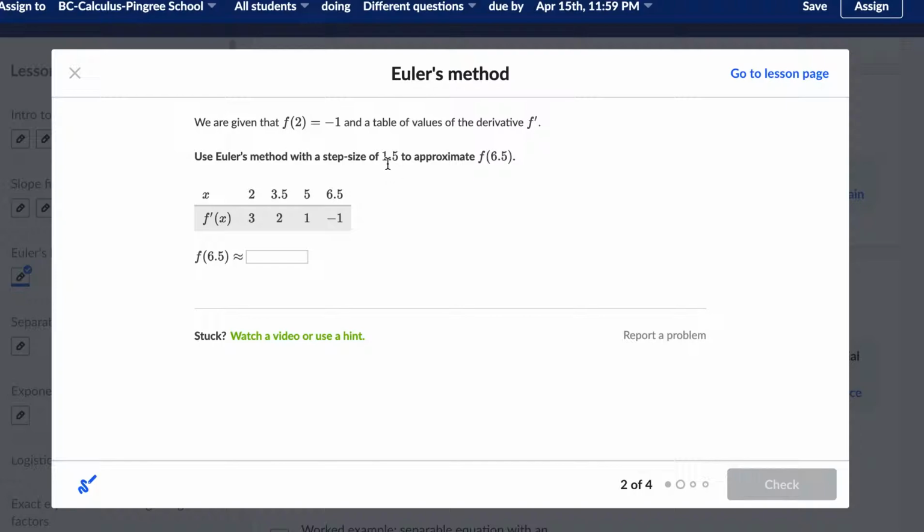This is a step size of 1.5. Oftentimes, you get greater accuracy if the step size is quite small, but perhaps this is relatively small in regards to what type of problem it is, but oftentimes it's less than one.